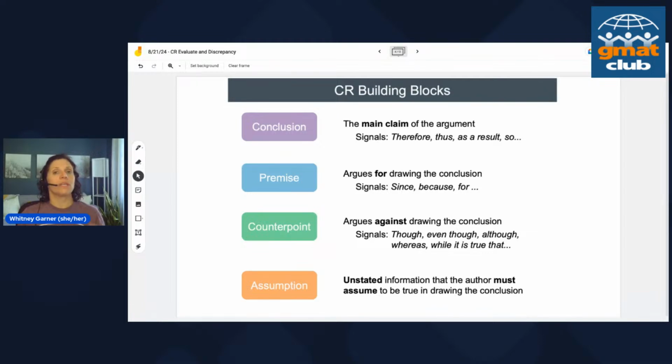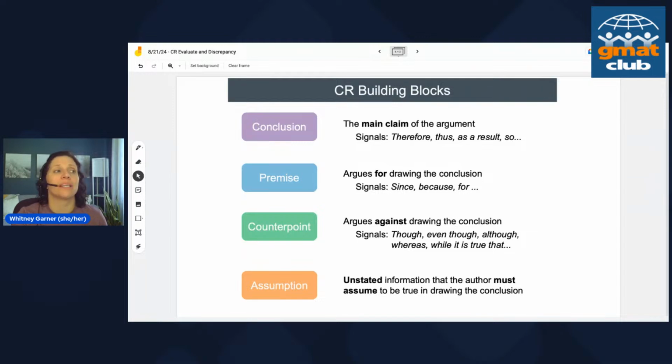Okay, so when we think about assumptions, these are the things that are the connective tissue between what the author is saying explicitly and what the author is now claiming. So these assumptions are what we might think of as the holes in an argument, the missing bits of information that we need more of.